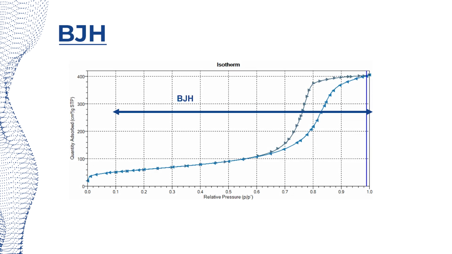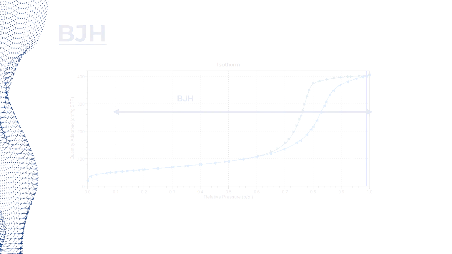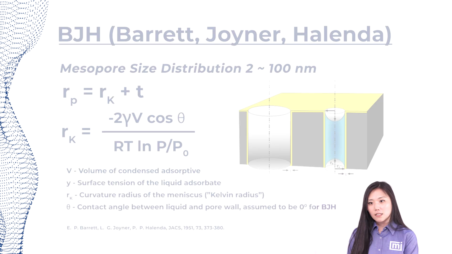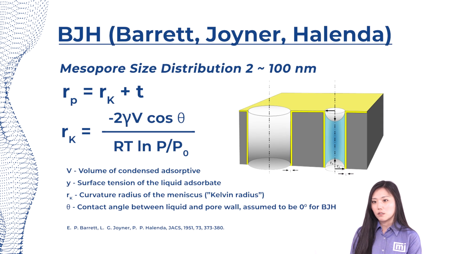The pressure range it uses is from 0.1 relative pressure all the way up to near saturation pressure, and both adsorption and desorption curves are used. BJH stands for the three people who came up with this model, Barrett, Joyner, and Halenda, and it is a good method for mesopore size distribution, ranging from 2 nanometers all the way up to 100 nanometers.